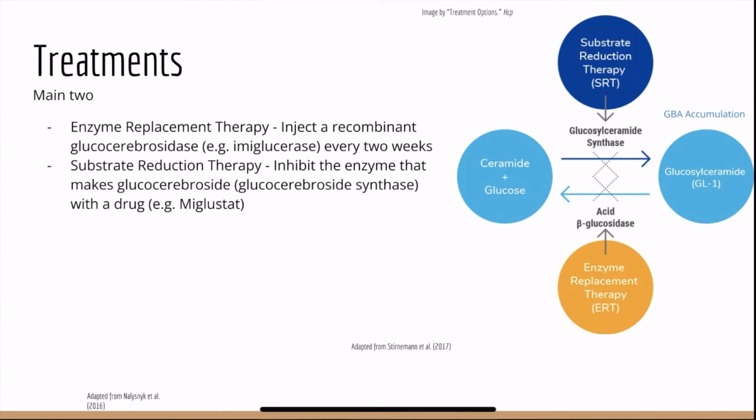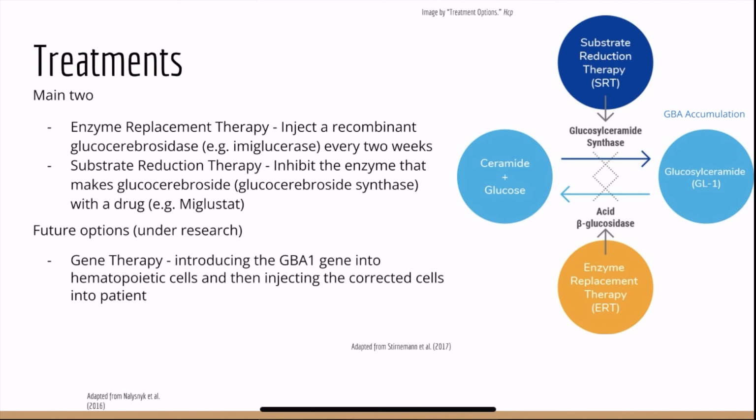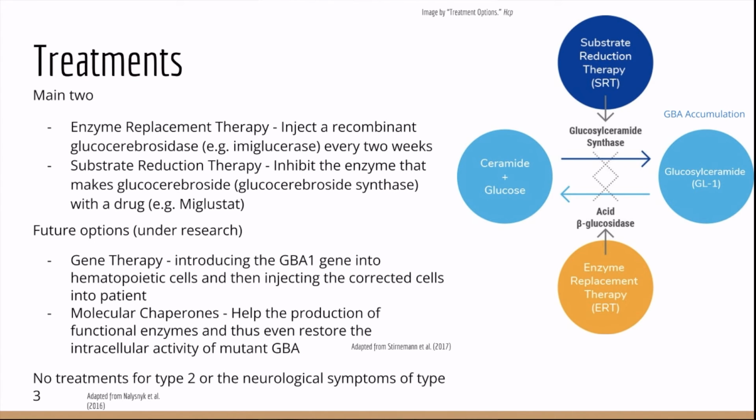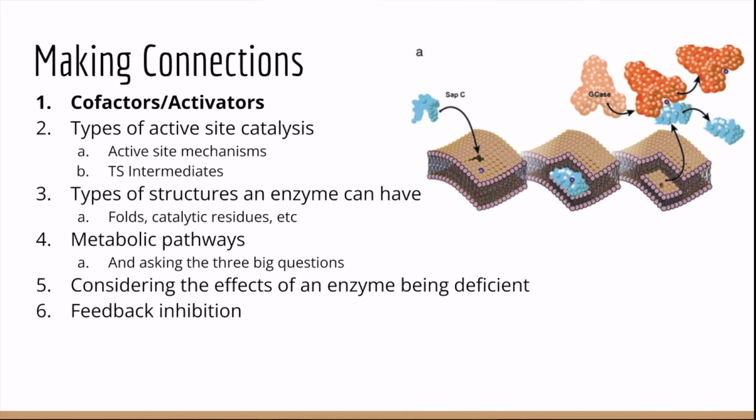Future treatment options may include gene therapy, where the GBA1 gene will be introduced into hematopoietic cells and then injected into the patient. That might help with producing active glucocerebrosidase. The second future treatment option would be introducing molecular chaperones into the patient. This would help with the production of functional glucocerebrosidase and may even help to restore the activity of mutant glucocerebrosidase. Currently, there is no treatment for type 2 Gaucher disease or the neurological symptoms of type 3.